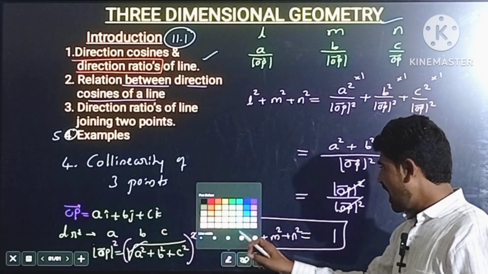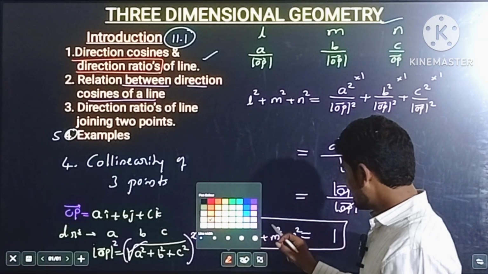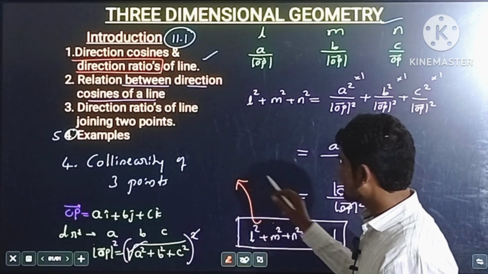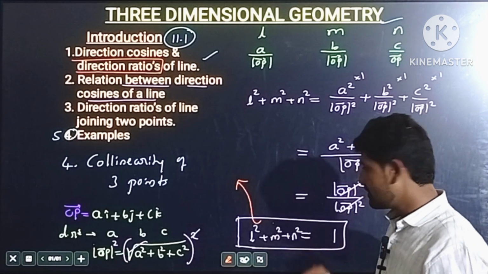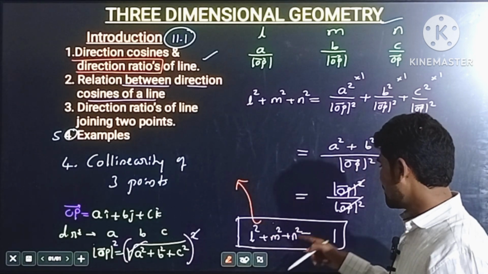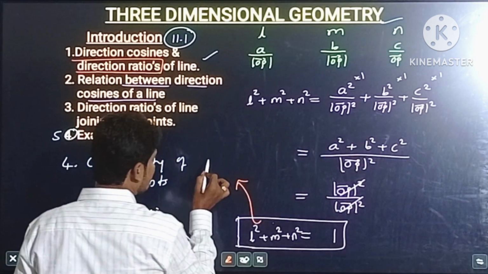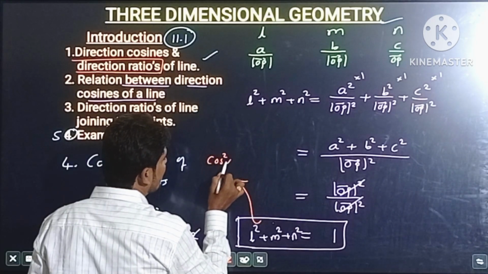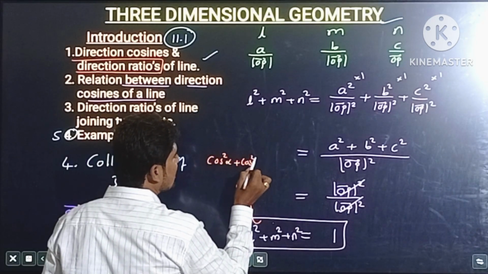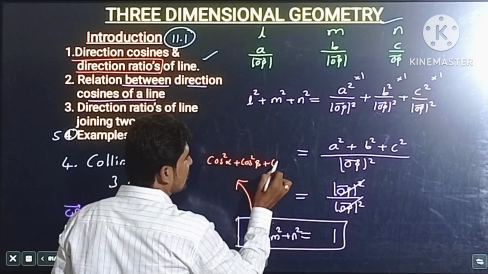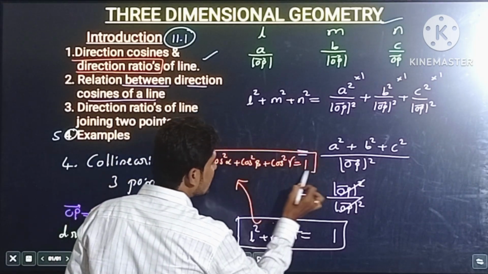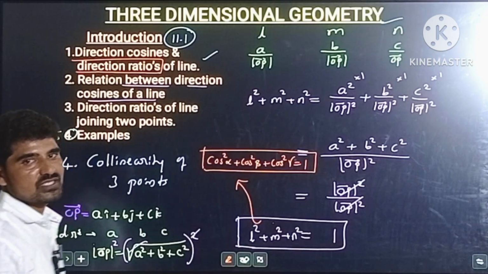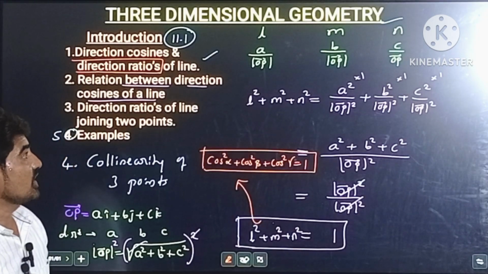So the relation between direction cosines of a line is L square plus m square plus n square equals 1. We already know L is nothing but cos alpha when the direction angles are given, m is cos beta, and n is cos gamma. Therefore L square plus m square plus n square is cos square alpha plus cos square beta plus cos square gamma, which equals 1. So this is also the relation between direction cosines of a line. I hope all of you understood.